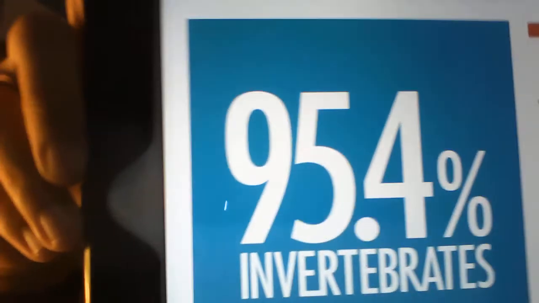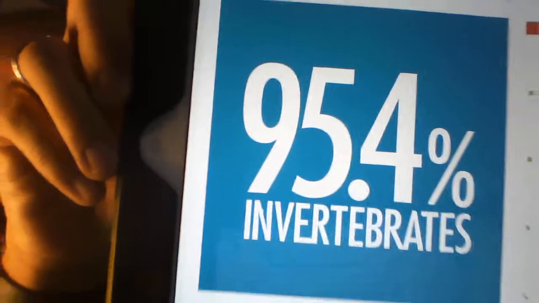Now, this is an interesting percentage. 95.4% of all life is invertebrate. A little more than 95% of all animals on Earth are invertebrates. They do not have spines. Now that you know a vertebrate is an animal with a backbone, you know an invertebrate is an animal without a backbone, or any organism without a backbone. So think about it. More than 95%.